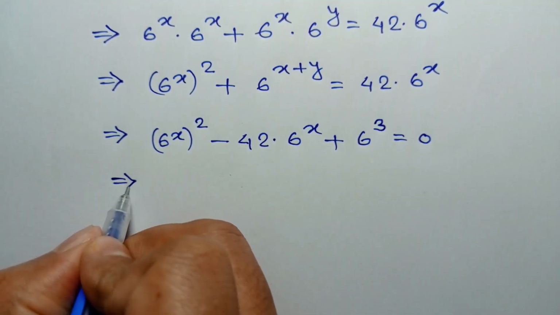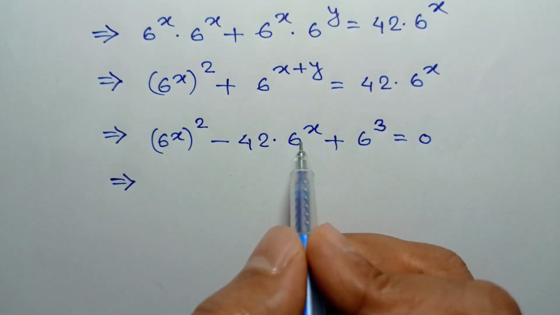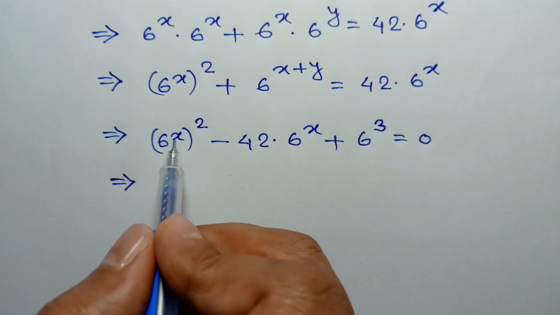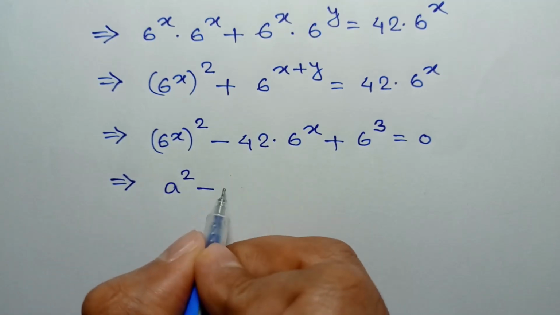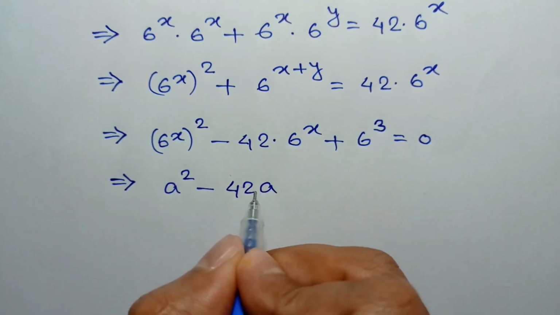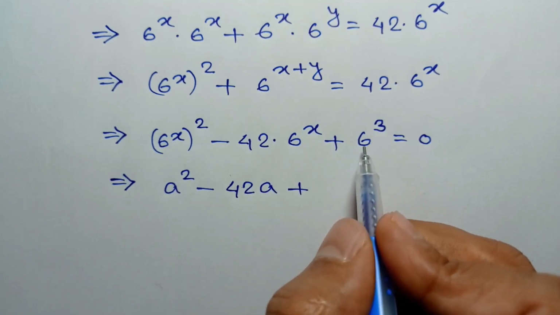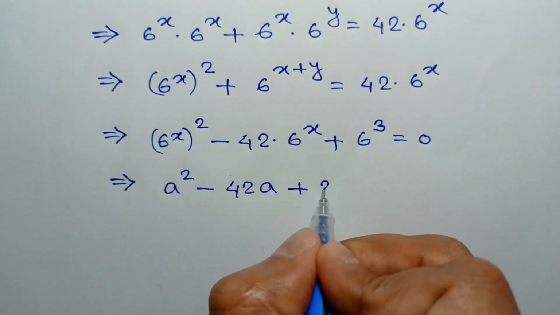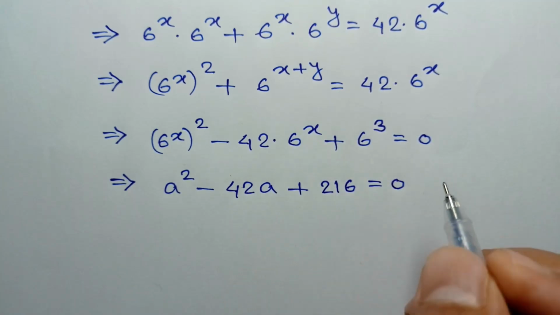or consider 6 to the power x as a. So we can write 6 to the power x is a, so a square minus 42 times 6 to the power x, which is a, so it can be written as 42a plus 6 to the power 3 is 216 is equal to 0.